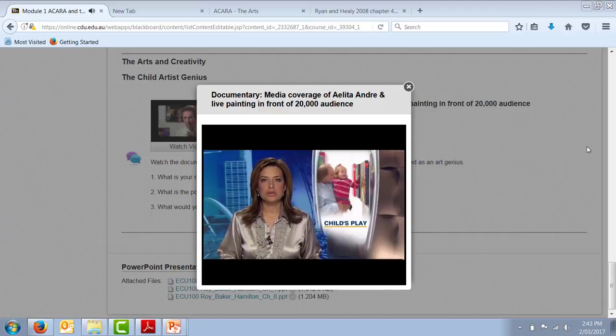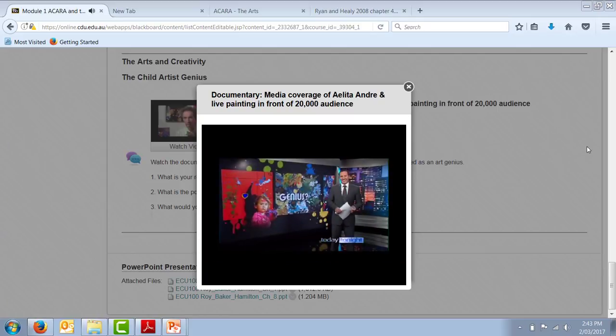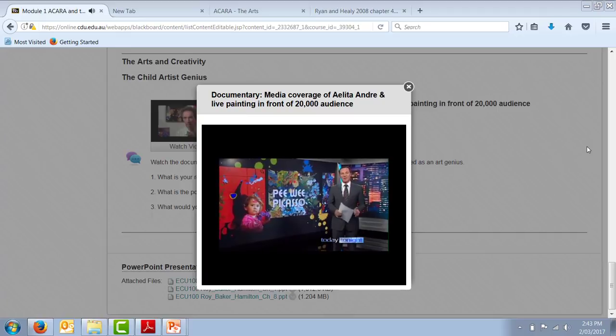A 2-year-old girl who took the art world by storm is set to assume an even bigger stage. The 2-year-old girl is Australia's latest art sensation after her abstract painting. She's the tiny tot who's dividing the art world. 3-year-old Aelita Andre is being hailed a genius, a Pee-wee Picasso.